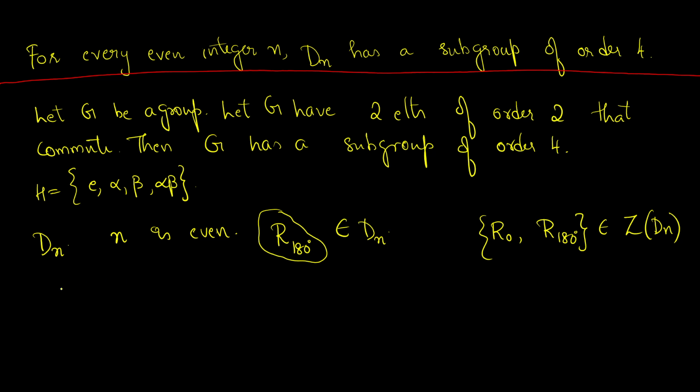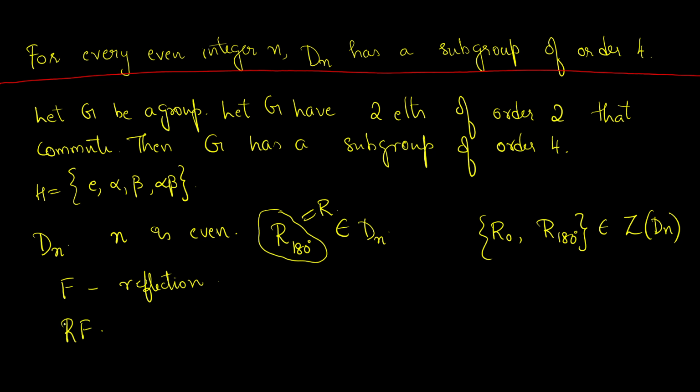Now pick an element F which is a reflection. I am not giving any additional constraints on this. Let F be any reflection in Dn. Now F also has order 2, because any reflection will have order 2. Now, instead of R180, I'll just denote it as R. Consider RF. Again, RF is an element of Dn.